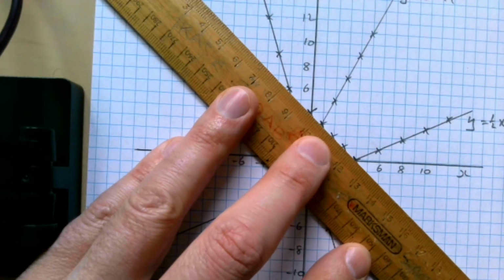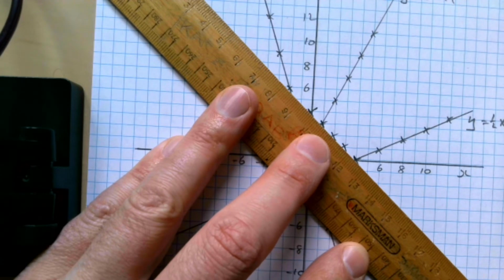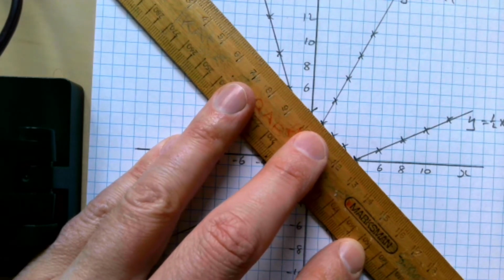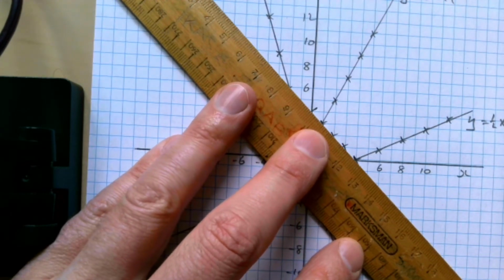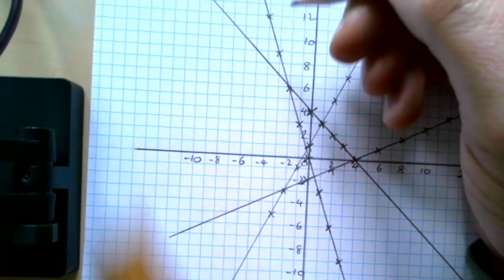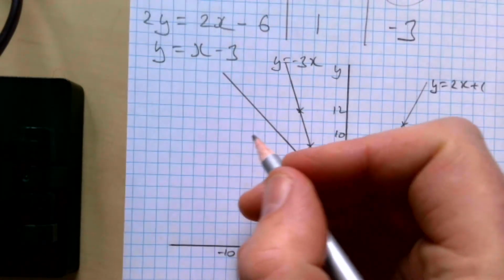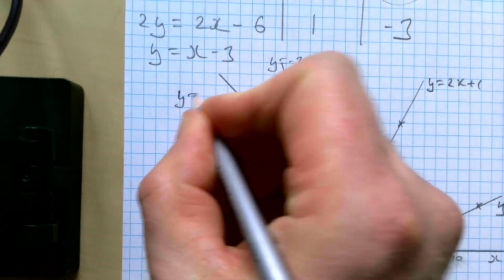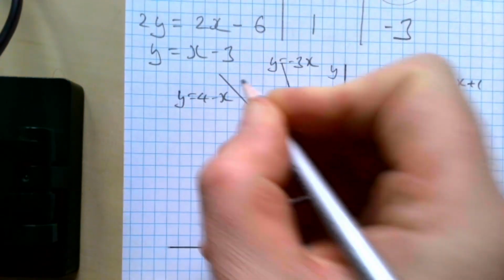Sorry about the noise. Sorry, I'm just trying to get this in the right place, doing quite a bad job. The name of that line is y equals 4 minus x.